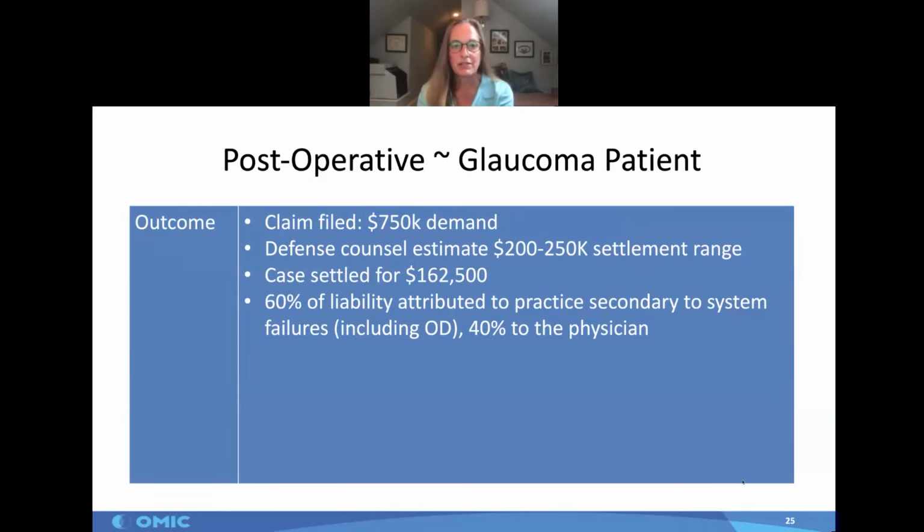So a claim was filed, and the demand was for $750,000. Defense counsel estimated a $200,000 to $250,000 settlement range, and the case ultimately settled for less than that, $162,000. 60% of the liability was attributed to the practice, secondary to system failures, including participation of the optometrist in the practice and supervision issues of the optometrist, and then 40% to the physician directly. Next slide, please.